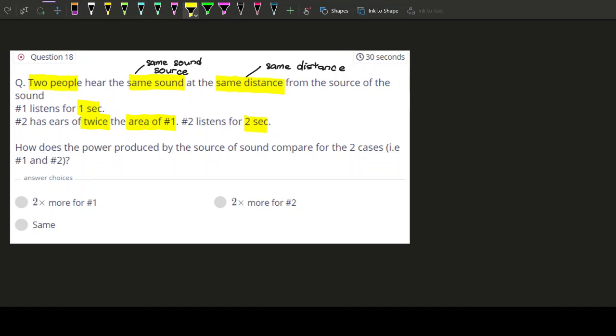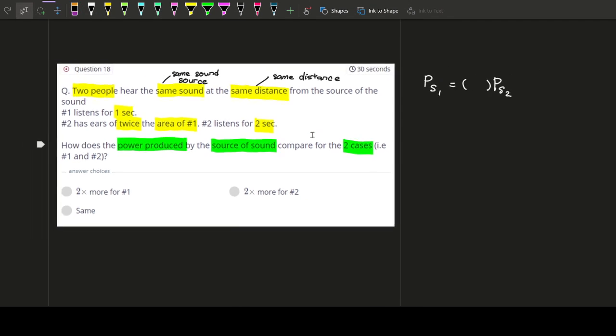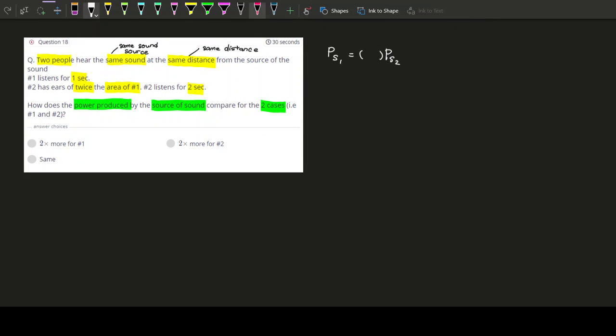Exactly the same scenario like question 17 just now, but now they are asking for the power produced by the source of sound. How does the power produced by the source of sound compare for the two cases? Meaning the power produced by the source of sound for case number one and for case number two, what is the relationship between them? Well, if you are really careful with what we have been saying just now, you immediately know that the answer is again same. Why?